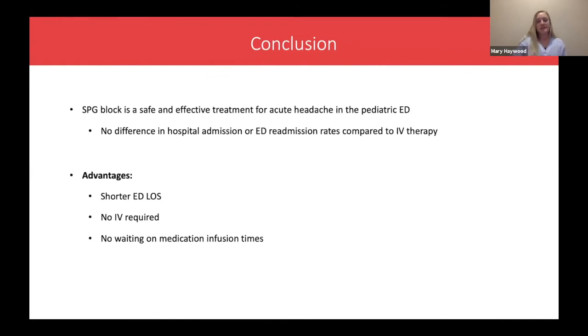Some conclusions of our study is that the SPG block is a safe and effective treatment for our pediatric patients within our ED setting. There's no difference though in hospital admissions or ED readmission rates between the two therapies. Some advantages though, the SPG block is a shorter ED length of stay, there's no IV required, and there's no waiting on medication infusion times.